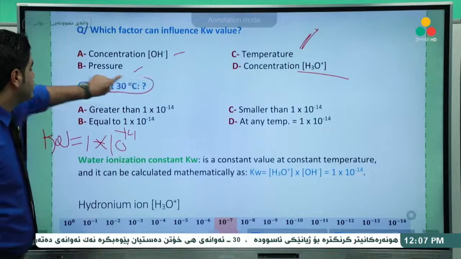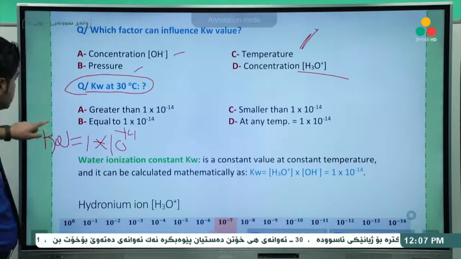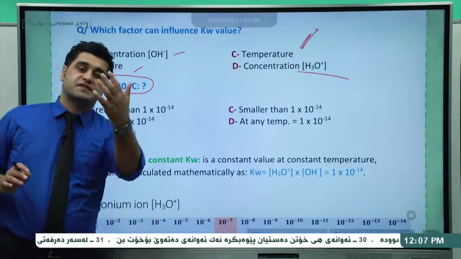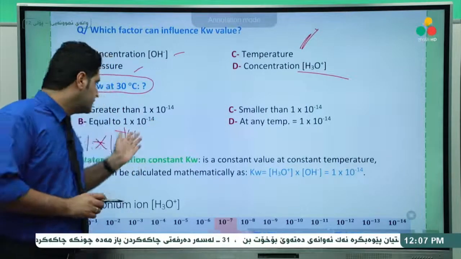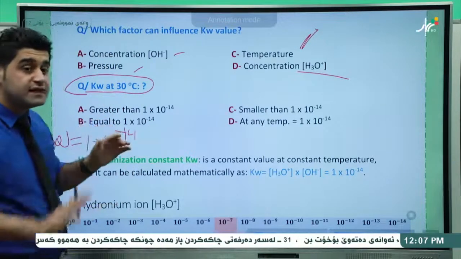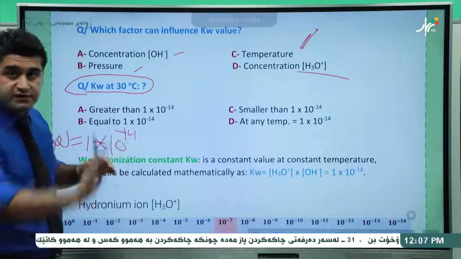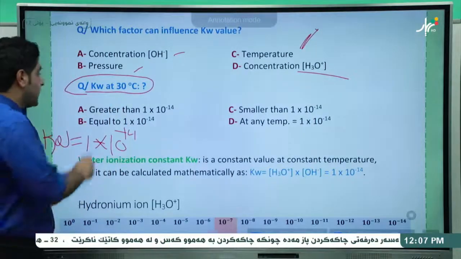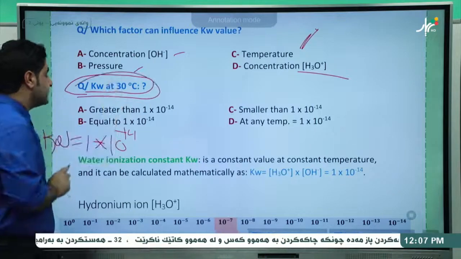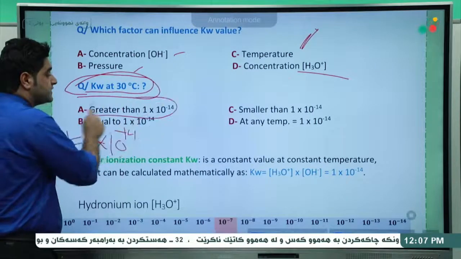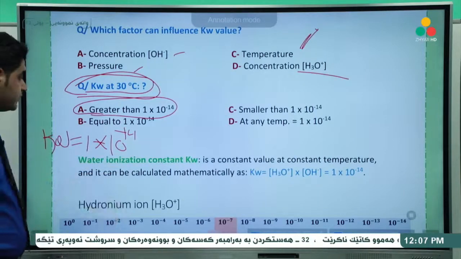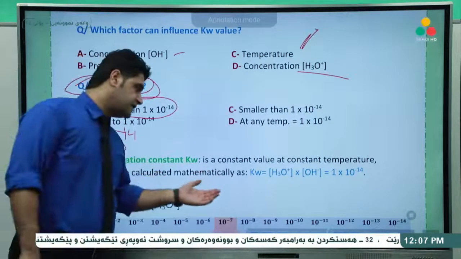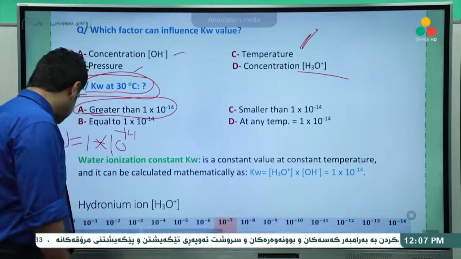Now, what about 30 Celsius degree? That means we increase the temperature by 5 Celsius degree. So increasing temperature, what's going to happen to the Kw value? Of course, it will be increased. Good? Now, at 30 Celsius degree, Kw is greater than 1 times 10 to the negative 14. Water ionization constant Kw is a constant value at constant temperature. We know that. It's very easy.